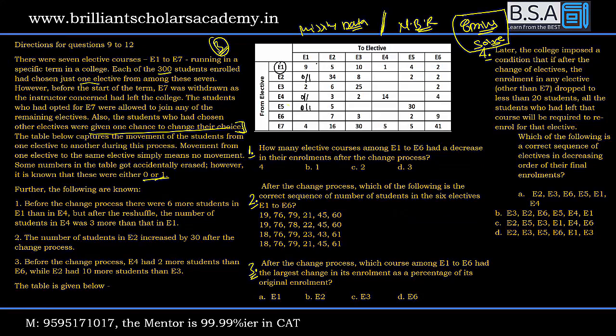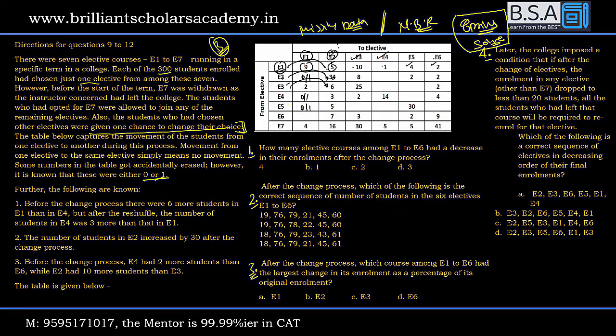In E1, there are 9 people who are going to stay in E1. From E1, 5 people went to E2. From E1, 10 people went to E3. From E1, 1 person went to E4. 4 people went to E5. And 2 people went to E6. And if you look at this, if I read this column, these 5 are coming from E1. These 34 decided to stay. They are from E2, they stay in E2. These 6 people are coming from E3.